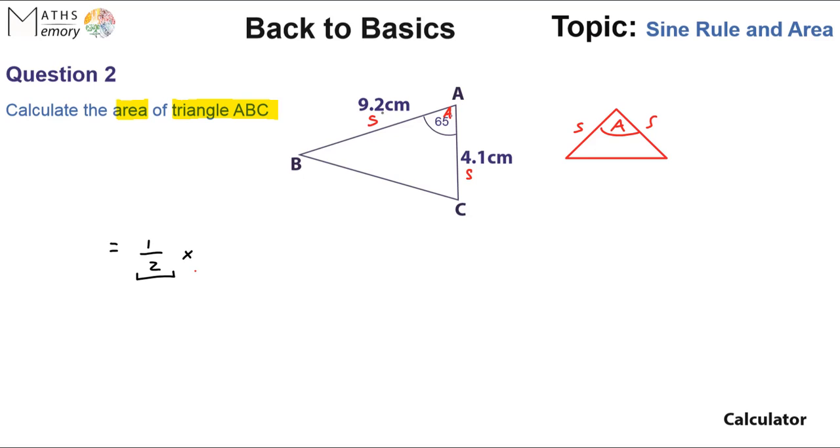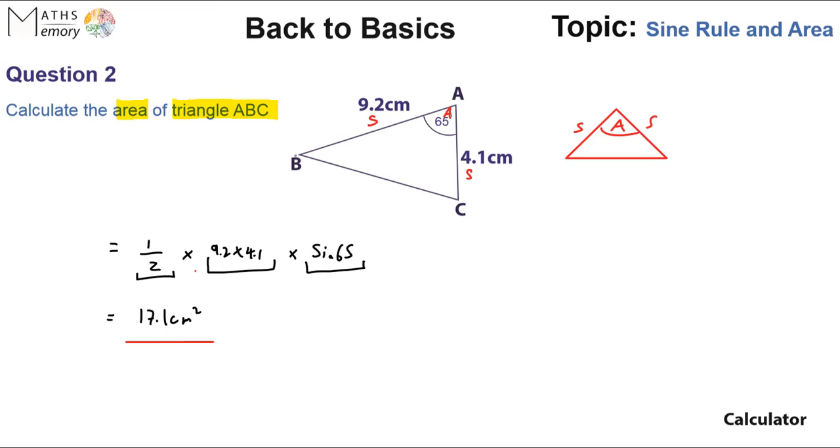The second bit is to look at either side length, so 9.2 times 4.1 in this case, and that's your second chunk or your second box. The third one is the angle in the middle, so sine 65, and put a third box over here. You simply work this out on the calculator. The answer to 3 significant figures would be 17.1 centimeters squared. So it's quite easy to do. The trick is just to identify it's SAS and then plug in these 3 chunks as you see over here.